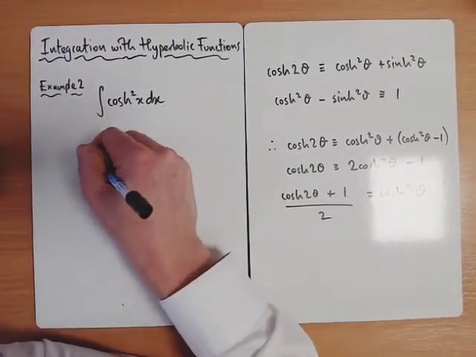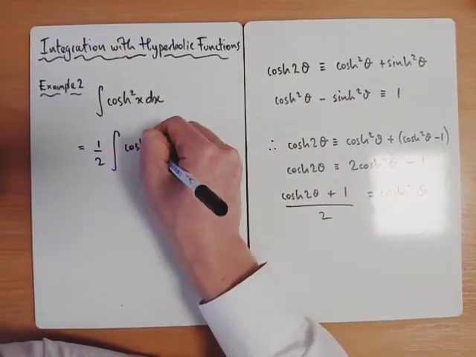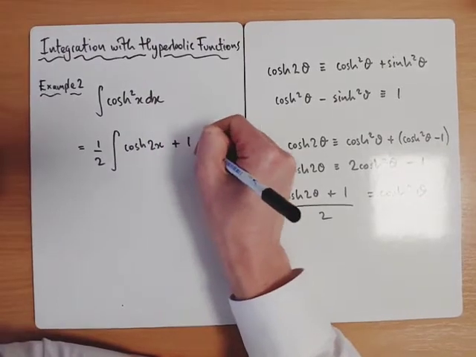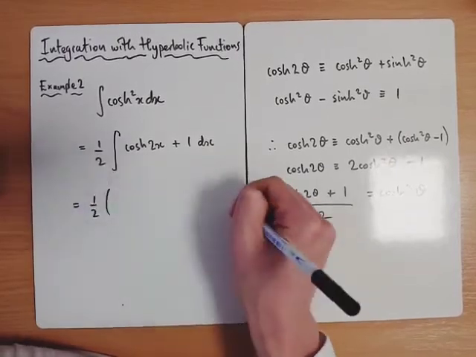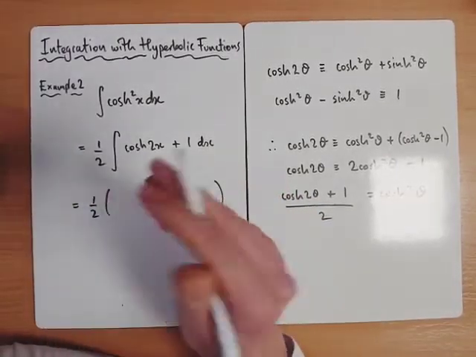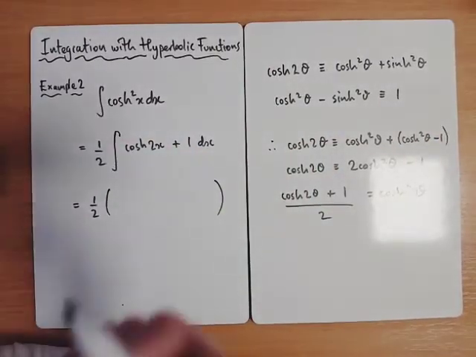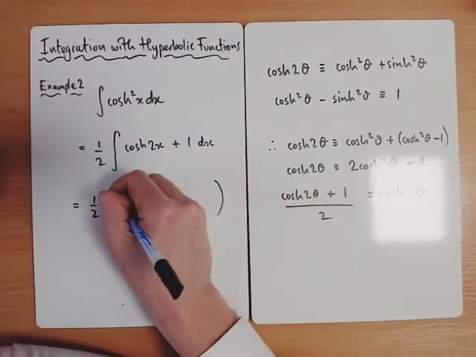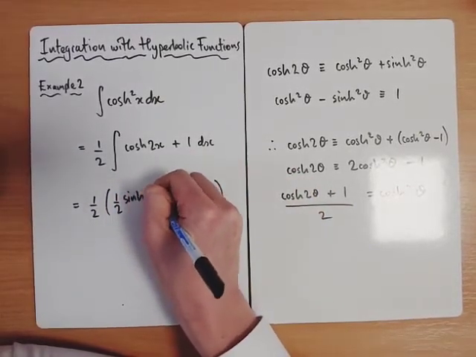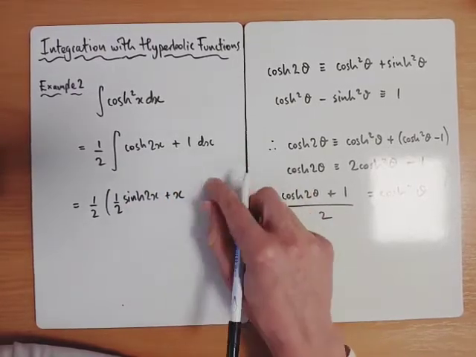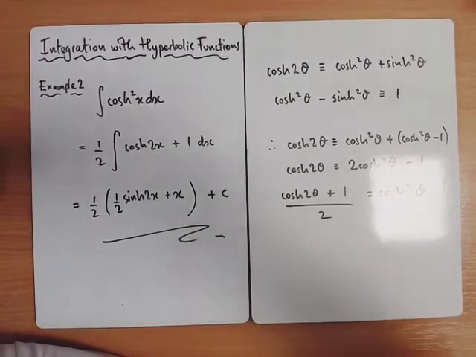So this integral would be the same as 1/2 of cosh 2x plus 1 with respect to x. Cosh integrates to sinh. Just remember, sinh goes to cosh, cosh goes to sinh. You don't need to worry about plus or minus with the hyperbolic. Because it's 2x, we'll divide by 2 as we integrate. And then we need the constant, because we don't have any limits.